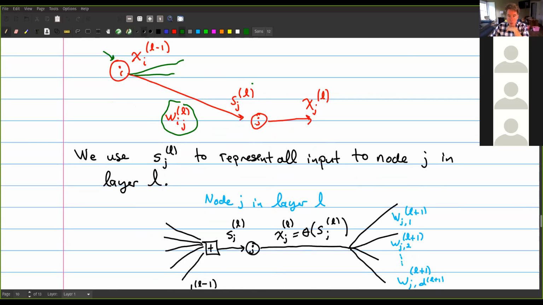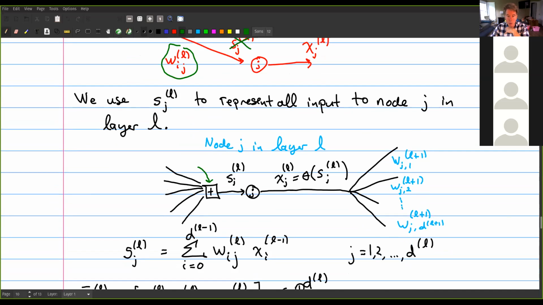The input to the jth node in layer L is s_j. So s_j is actually computed after they're all summed up. This diagram is a little bit misleading because it seems like just the value on this wire is s_j, but that's not true. To get s_j, you take all of the inputs and sum them up. Then to get the output for the next layer, you apply the activation function to s_j. And then that goes out on every single wire, and it just repeats.